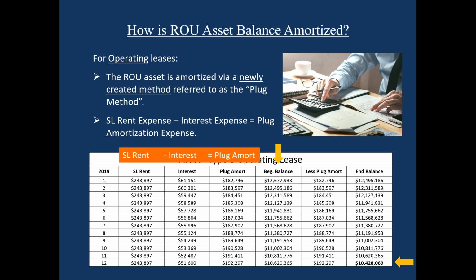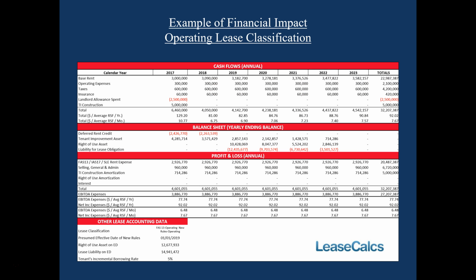Let's jump back to our summary page, but first remember this number, 10,428,069. And here it is, 10,428,069, the ending balance of our asset at the end of the first year under the new rules for an operating lease.